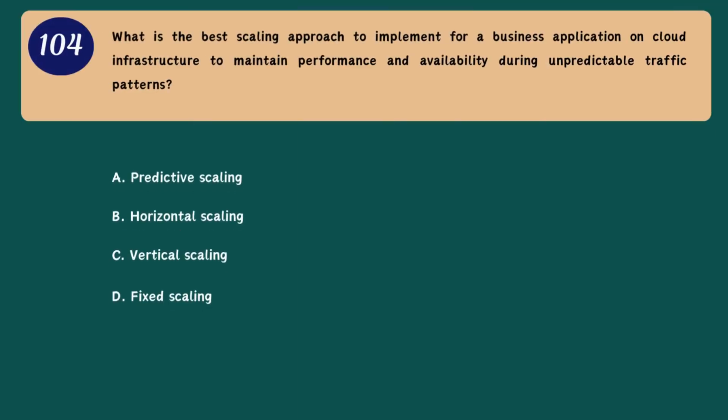Question 104. What is the best scaling approach to implement for a business application on cloud infrastructure to maintain performance and availability during unpredictable traffic patterns? A. Predictive scaling. B. Horizontal scaling. C. Vertical scaling. D. Fixed scaling.